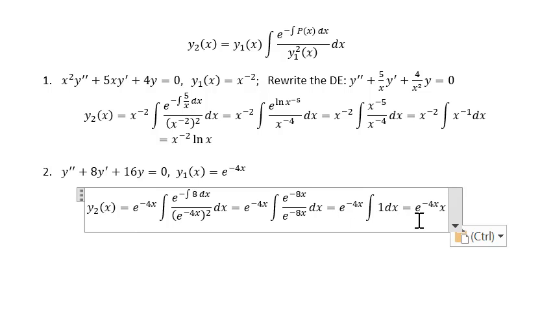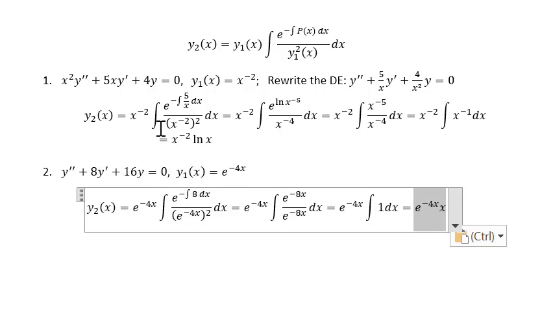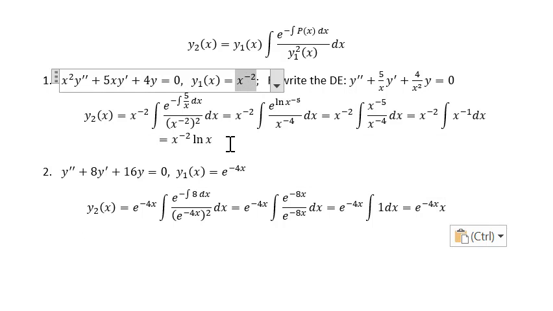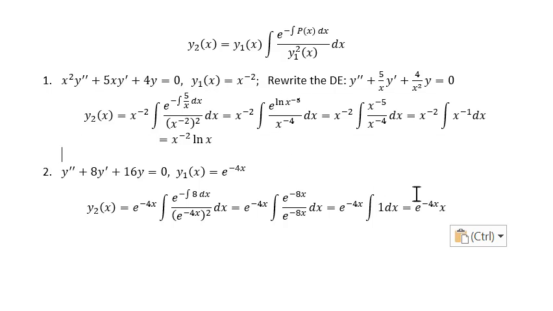So here we have it. This is our second solution. Now you can verify that the second solution is linearly independent from the first solution by using the Wronskian. You can also do that over here. This is the first solution, and the second solution is that times ln x. Once you verify that, you can see that they're linearly independent. And so then you have these solutions.